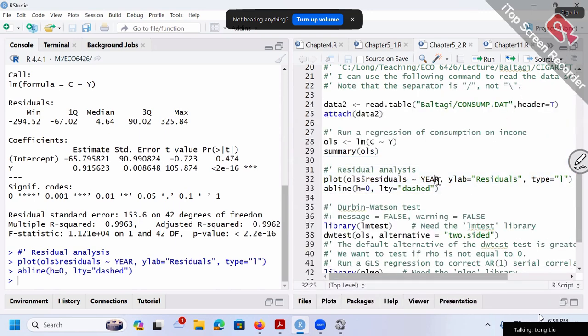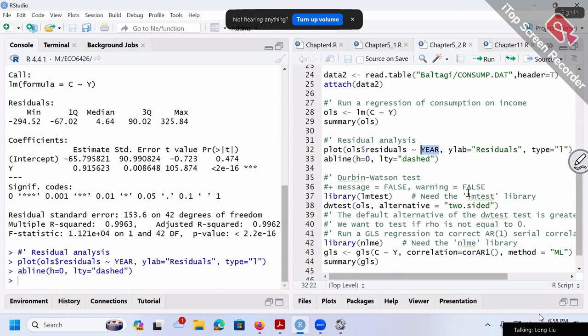What we emphasize is that when you plot residual analysis for assumption three, make sure you plot the graph over time. If the time in your data set is year, then plot over year. If your data set is over month, then plot over month. If it's day, then plot over days. Let's directly introduce the formal test.